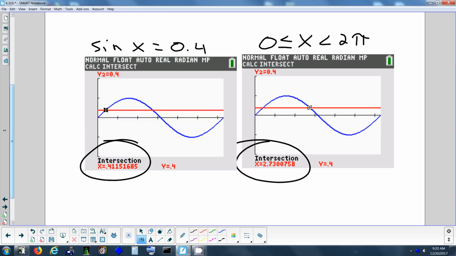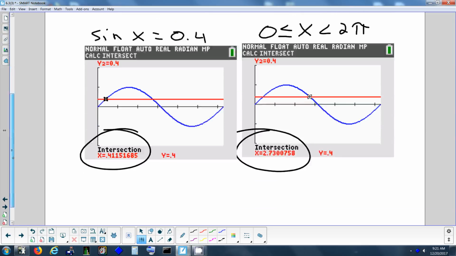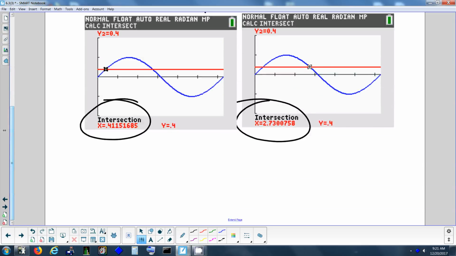So before I graph the next cycle and find that intersection, just to give you a hint, does anybody have a guess at how often this answer is going to keep repeating? What's going to be the frequency of the repeating? How often? Yep. Every 2 pi. Yes, it's going to repeat every 2 pi. How do you know that? Why? What's 2 pi? The period. Exactly, it's the period.